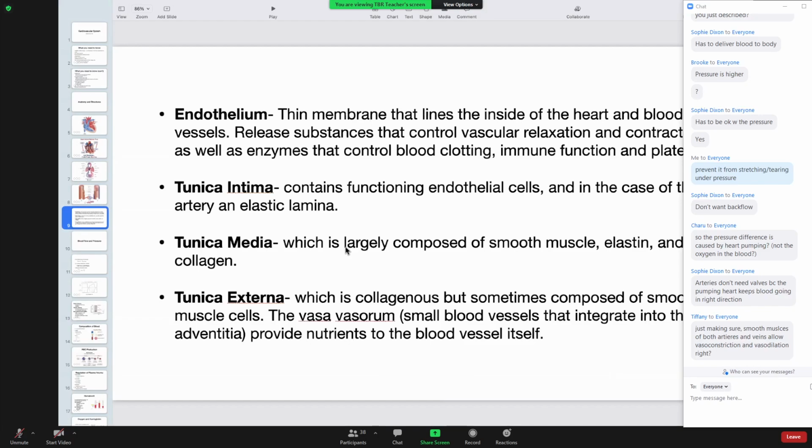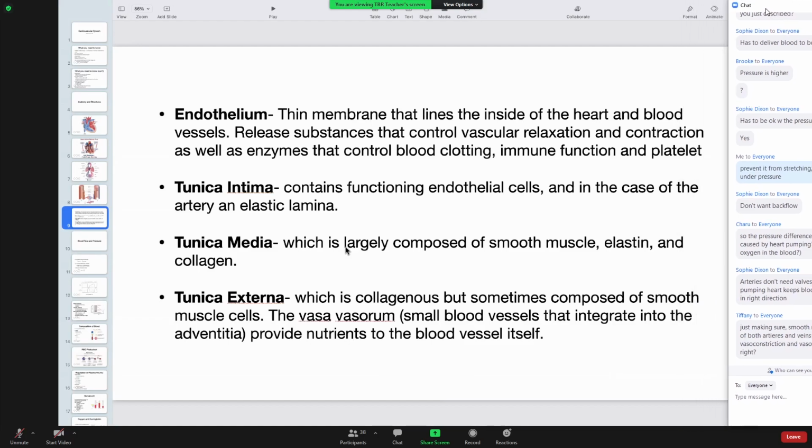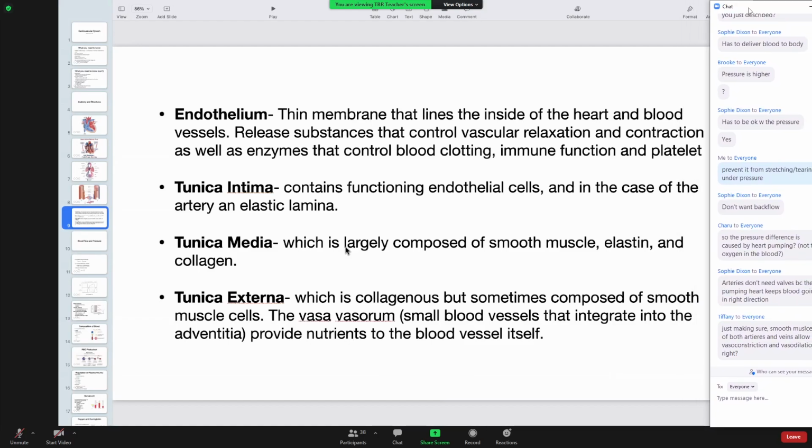This is just to give you a little bit more background. It is very collagenous, so this is where it gets its structure. We have another structure called the vasa vasorum, which provides some little blood vessels that provide nutrients to the blood vessels themselves. So even blood vessels need a blood supply. But the tunica externa is really collagenous, and what collagenous means is a lot of protein to give it a lot of structure. And so the structure of the vessels is really just kind of backed up by the tunica externa.